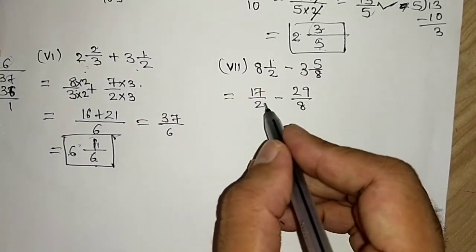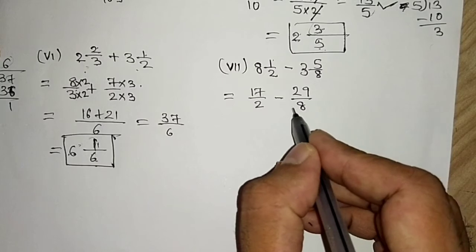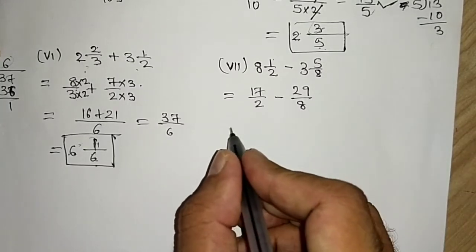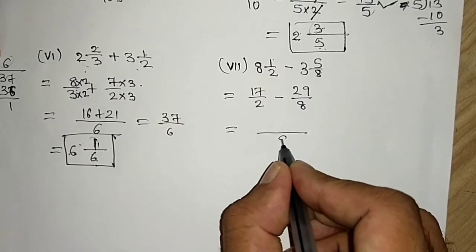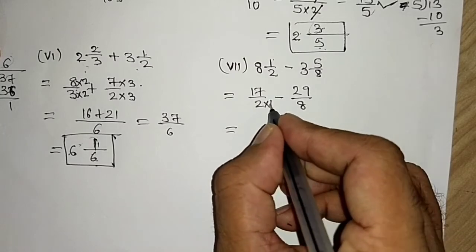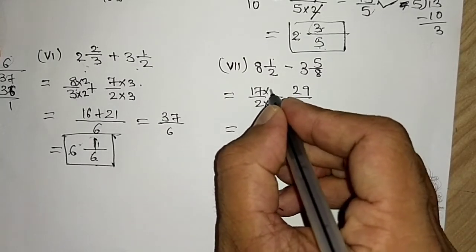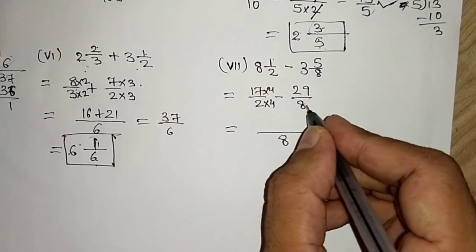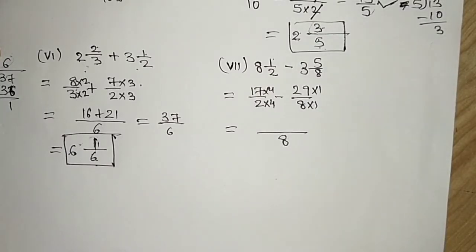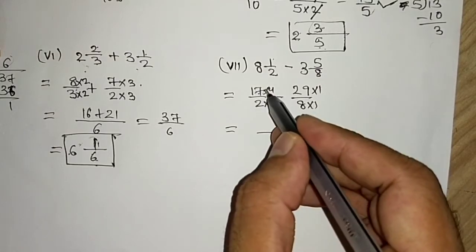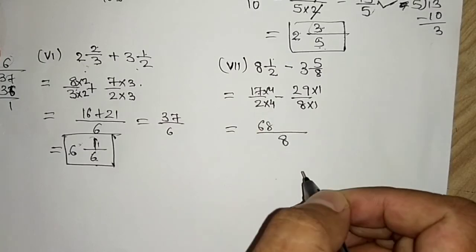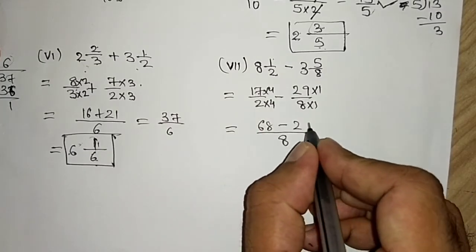Now in 2's table 8 is coming and in 8's table 8 is also coming. So our LCM will be 8 only. But to make this 8, I have to multiply it by 4. So the numerator also by 4. Here it is already 8, so I will multiply it by 1. So the numerator also by 1. 17 4s is 68 minus 29.